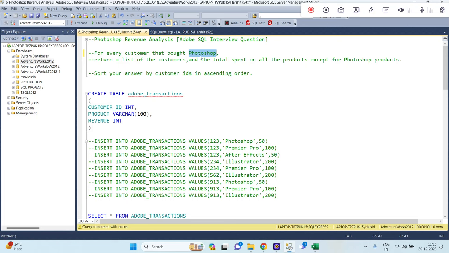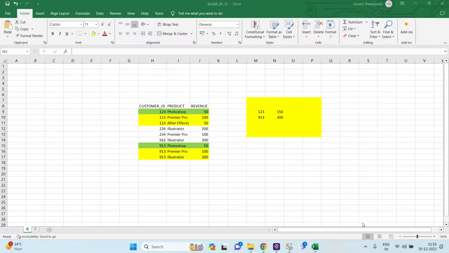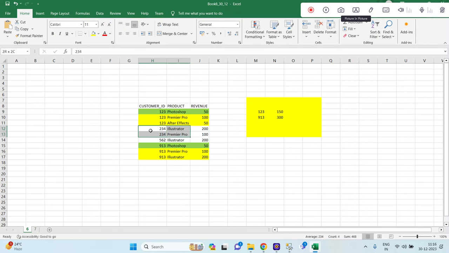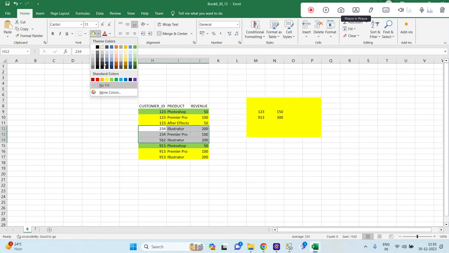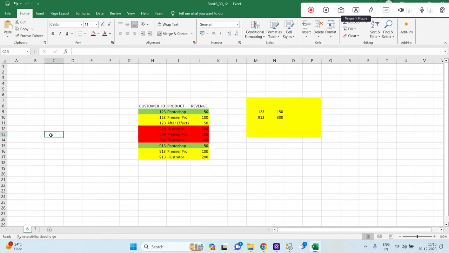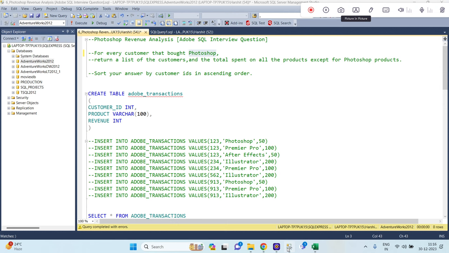But who has compulsorily purchased the Photoshop product? We have to see that first. If that person hasn't purchased Photoshop, then we have to exclude those customers. See these three, we don't require these three. That is the meaning, that is the sense of the first line.